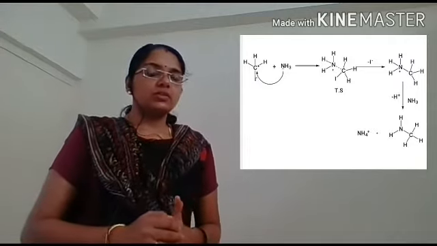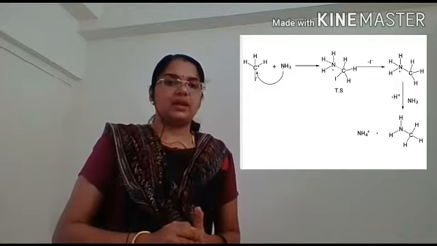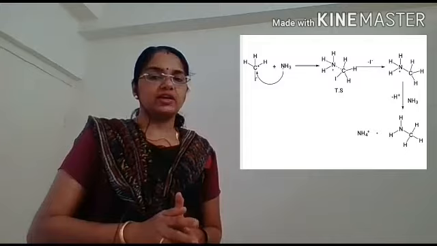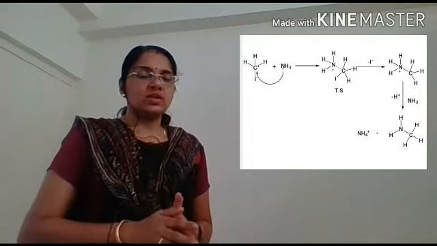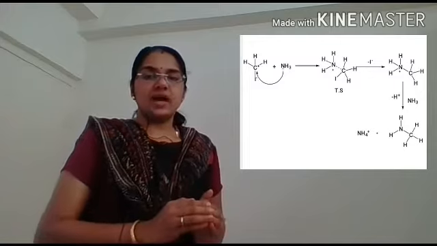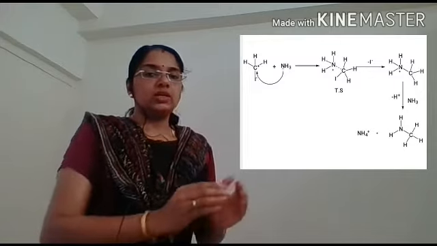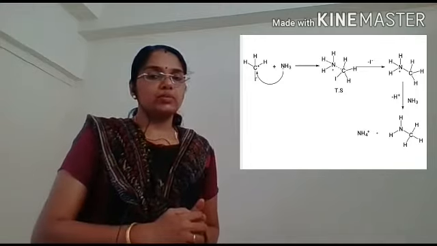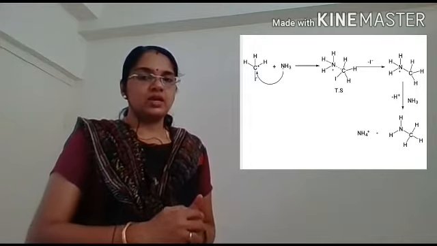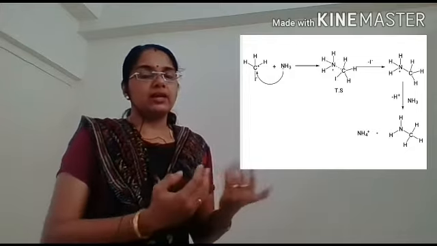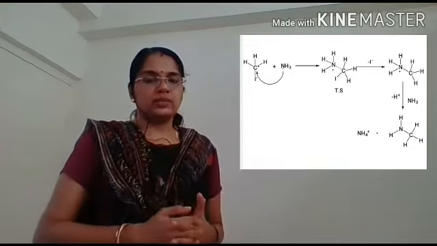Methyl iodide has the formula CH3I. The CH3 carries a partial positive charge and the iodide carries a partial negative charge. So if ammonia is attacking, ammonia has a lone pair of electrons. It will donate a pair of electrons to the carbon and form a five-membered transition state. So in the next step, the iodide will be released and ammonia can be attached.